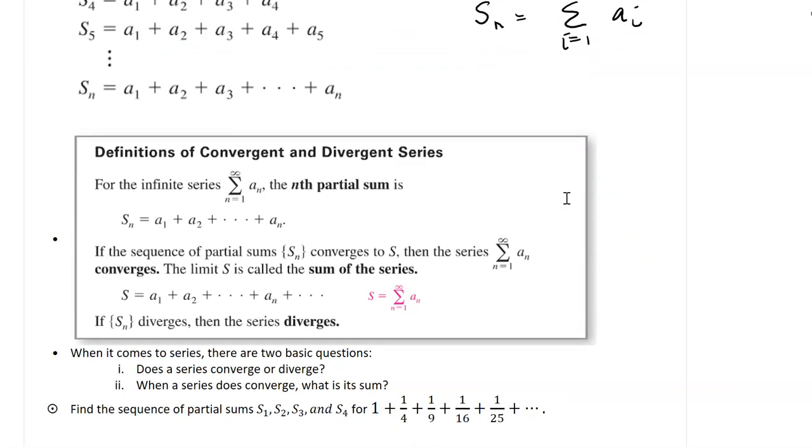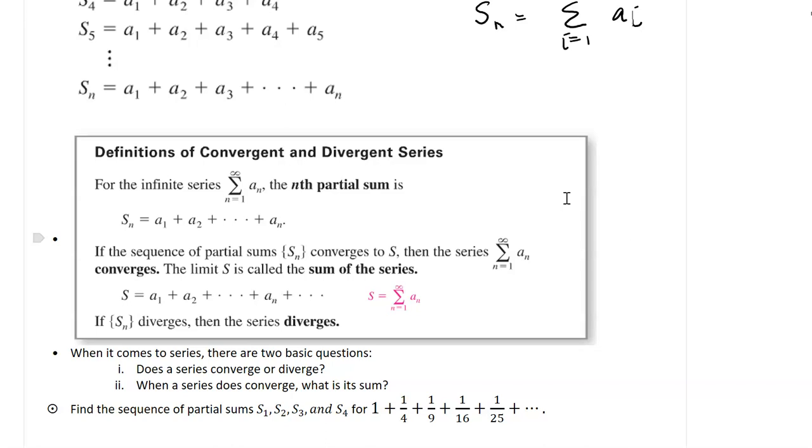For the infinite series, the sum from 1 to infinity of a sub n, the nth partial sum is s sub n, which is, of course, the sum of the first n terms. If the sequence of partial sums s sub n converges to s, then the series from 1 to infinity of a sub n converges. The limit s is called the sum of the series. But if that sequence of partial sums diverges, then the series diverges.